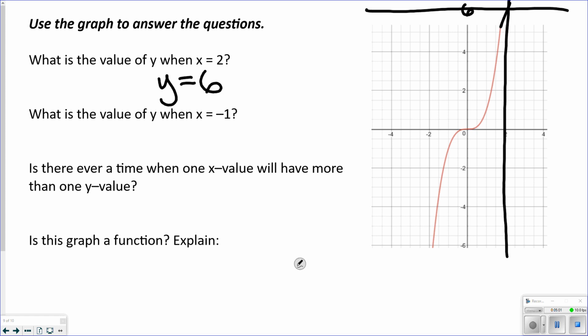What is the value of y when x equals -1? So if x is equal to -1, that's going to be right here. So this is when my x value is -1. And I can look and see it is about right here where it touches at. And I would say that is -0.5 in the y direction.